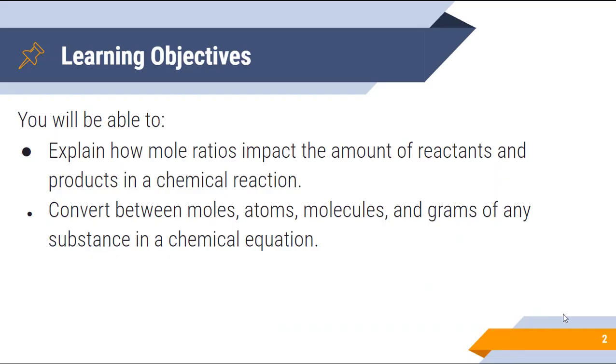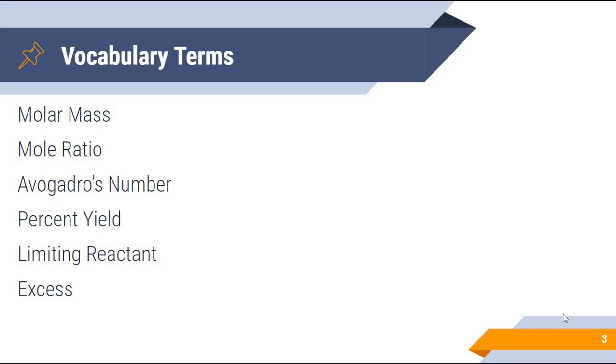By the end of this video, you should be able to explain how mole ratios impact the amount of reactants and products in a chemical reaction, and you should also be able to convert between moles, atoms, molecules, and grams of any substance in a chemical equation. Vocab terms for this unit: we've already talked about molar mass and mole ratio a little bit, Avogadro's number. We're also going to focus on percent yield, limiting reactant, and excess reactant in this particular video.